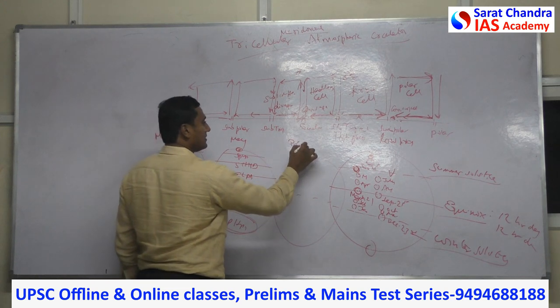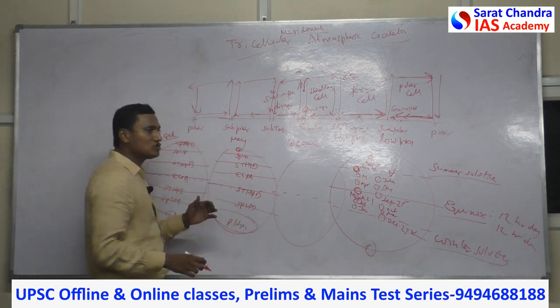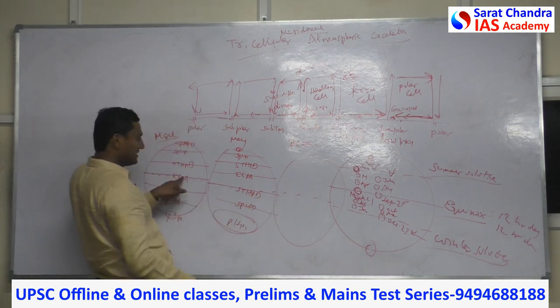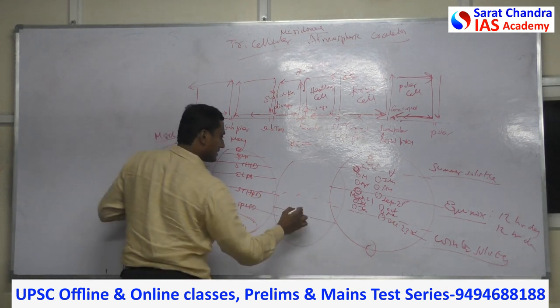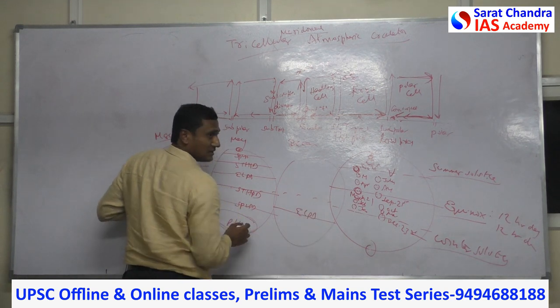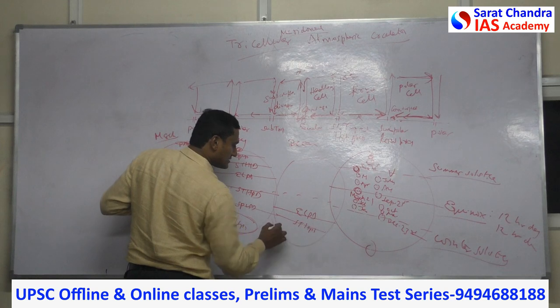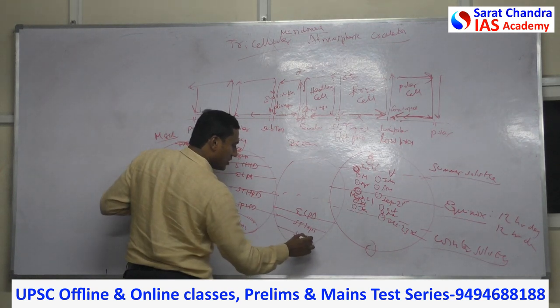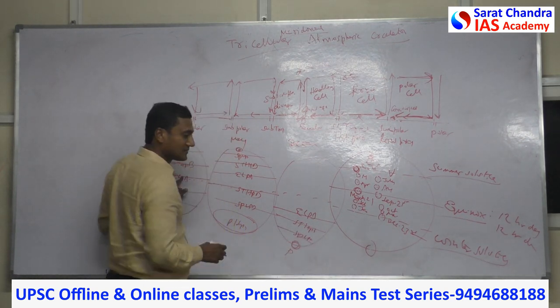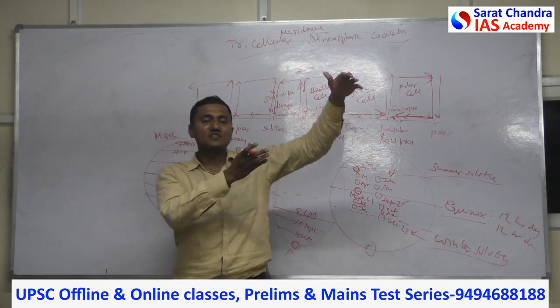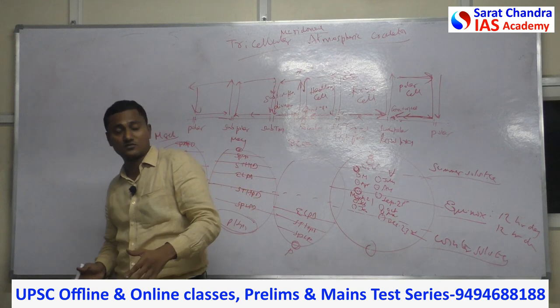In the month of December, the equatorial low pressure belt will come down. It will come to here. Equatorial low pressure belt. Then subtropical comes down. Subtropical high pressure belt. Subpolar low pressure belt. Polar becomes very small. All belts will come down. So in the month of December, all belts will move to the south.